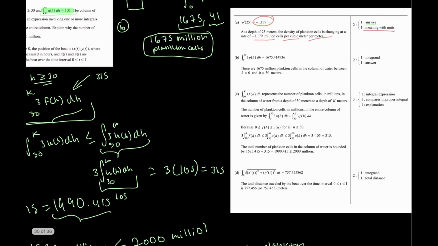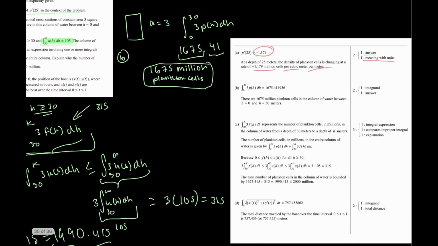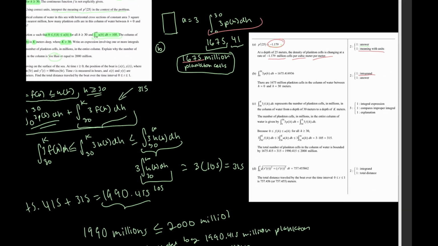It's meter per meter because it's a derivative. And for part B, the two requirements are 1 point for an integrand and then 1 point for an answer. So for the integrand, we have it right here. I'll circle it: the integral from 0 to 30 of 3p of h dh, which is equal to 1675.41. And then the answer is that there are 1675 million plankton cells. So the question asks in millions, so we automatically round to millions.